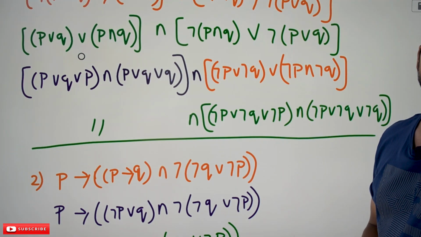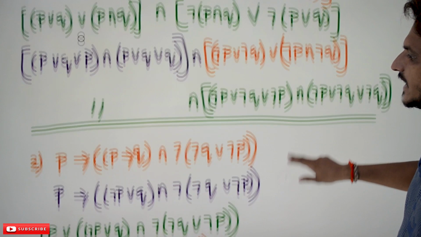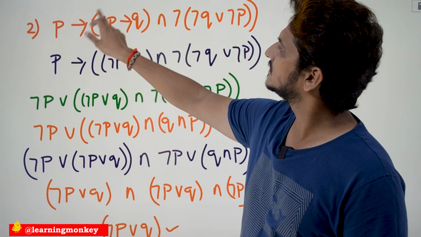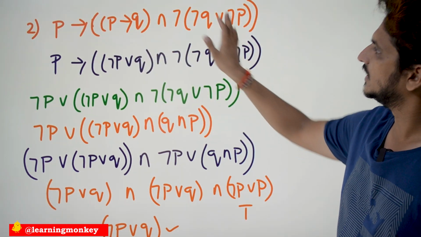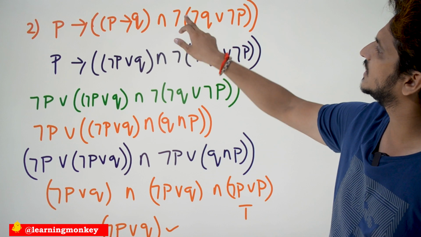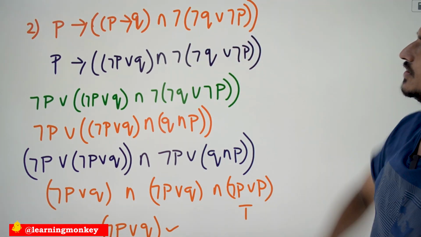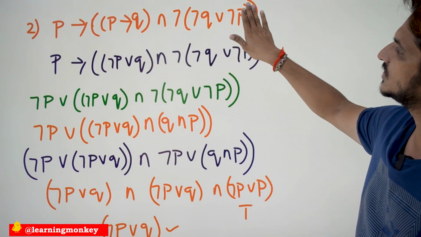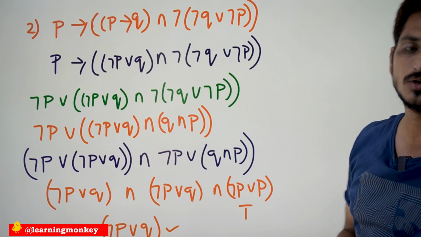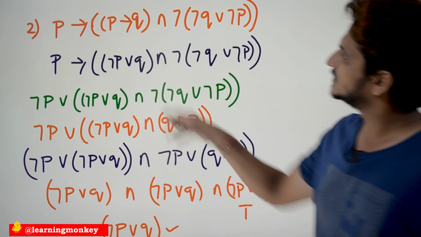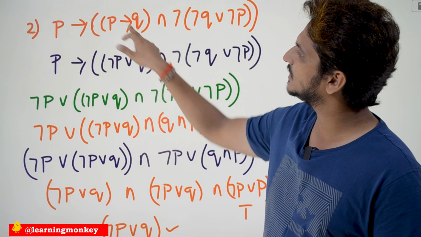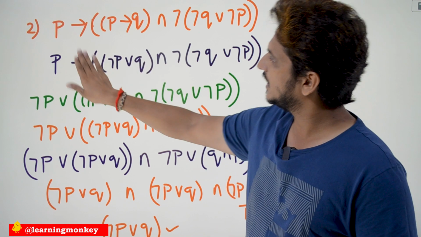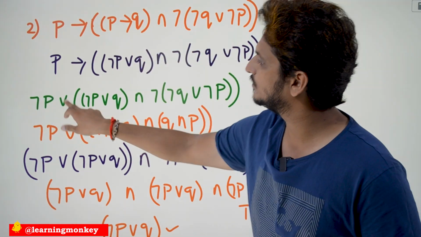Now coming to the second example. P implies this entire proposition. In this proposition, P implies Q, conjunction, negation of negation Q, disjunction, negation P. We know that P implies Q can be written as negation P or Q. Similarly, here also, P implies Q can be written as negation P or Q. So negation P or Q is converted. P implies this entire equation becomes negation P or Q.